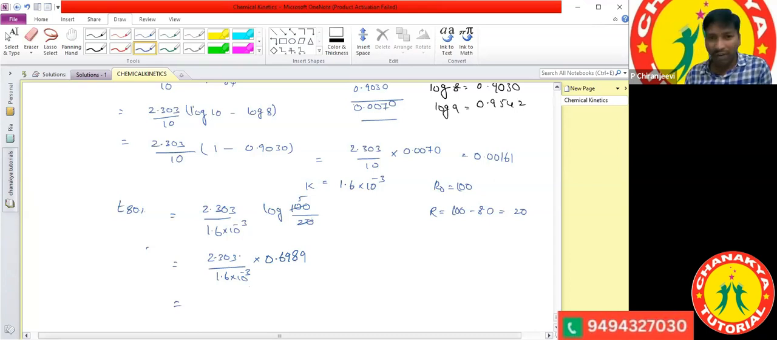Now first, what K value did you get? 0.006. K value is correct, ma? The answer they had given is 72.2 minutes. Where you had made the mistakes, once you check it out.